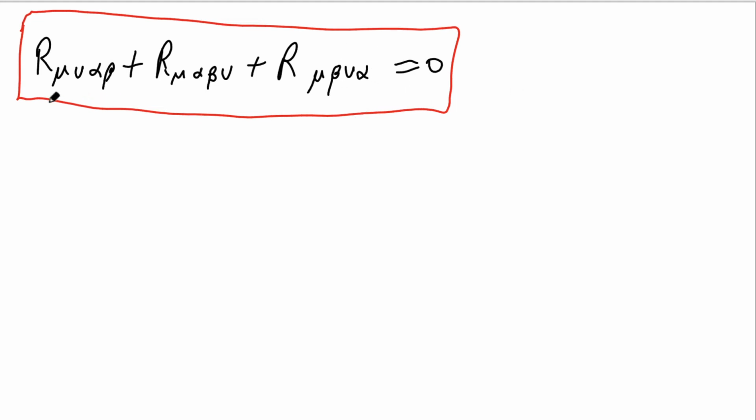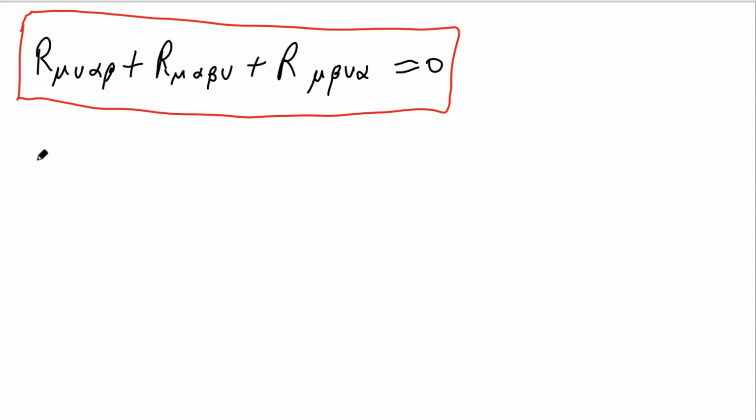Notice the pattern here is that the first index stays fixed, and the second, third, and fourth indices are cyclically permuted. So to obtain alpha beta nu from nu alpha beta, we just take nu and move it to the end. And likewise here, we just move alpha to the end to get beta nu alpha. So these are just cyclically permuted in the final three indices.